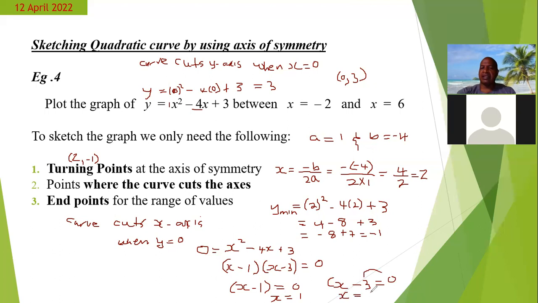So it means that the curve cuts the x-axis at 1 and 3. All right, so those are the points that you would need to sketch a graph. So once you find those points, you could just connect those dots and you should get a sketch of the parabola without plotting the entire table. Is that clear?